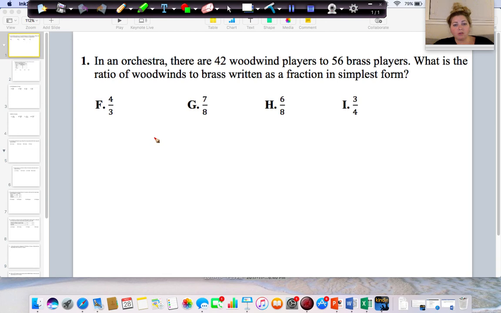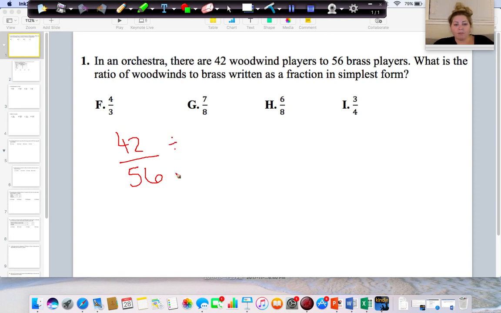Well, I've repeatedly told you guys that for my tests, I am not requiring you to do simplest form. I would like for you to at least attempt it, but if you would like to put the letter that you think is correct along with the unreduced answer, I will take either one that is correct. So, for example, my ratio of woodwind to brass players would be 42 to 56. I would accept that as an answer. I would like you to try and reduce this.